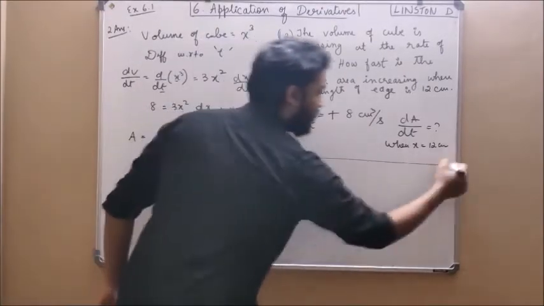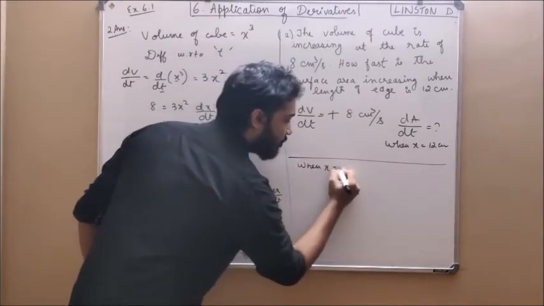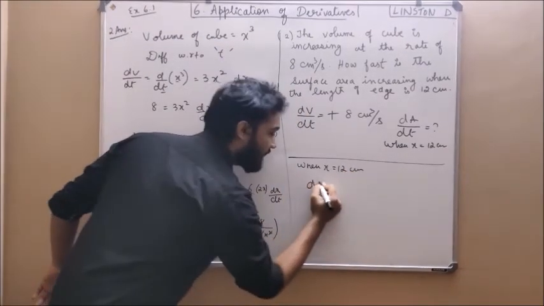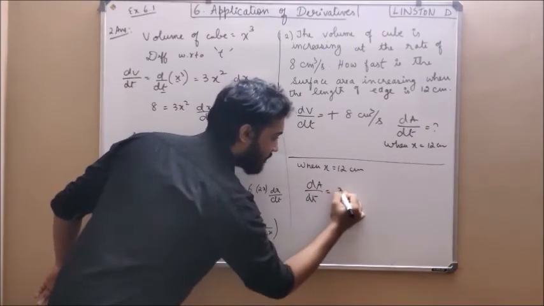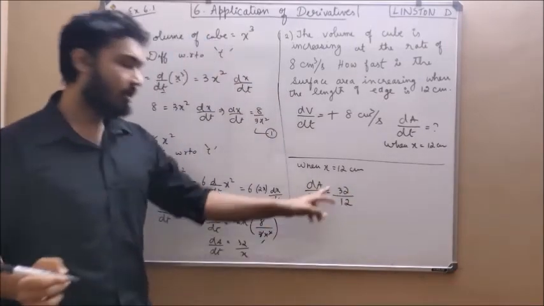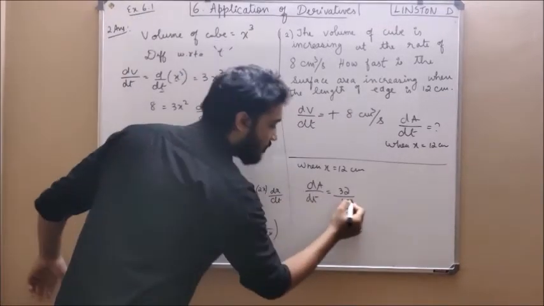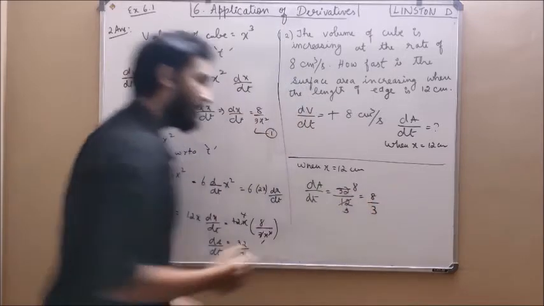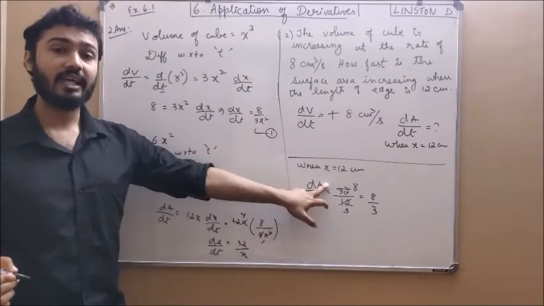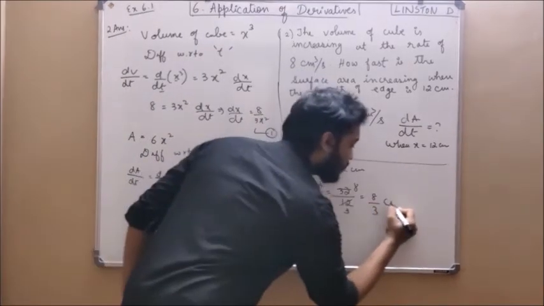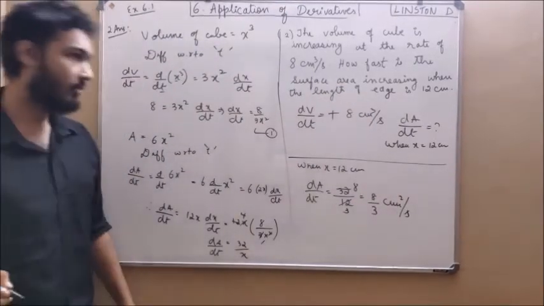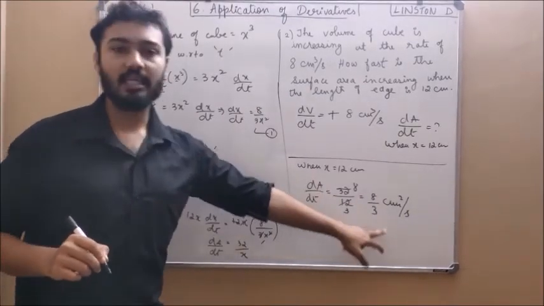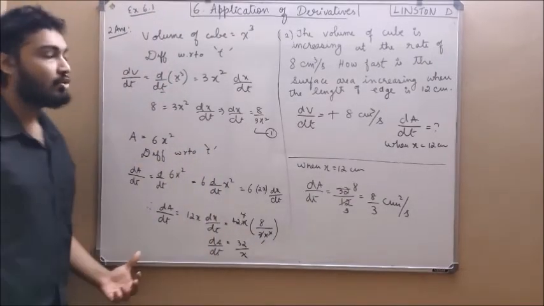Now they have asked when x equal to 12 centimeter, what is dA by dt? So when x equal to 12 centimeter, substitute in dA by dt equal to 32 by x, 32 by 12. So 4 threes are 12, 4 eights are 32. So it is 8 by 3. What is the unit now? The unit of area is centimeter square, so it is centimeter square per second. dA by dt is nothing but 8 by 3 centimeter square per second. So this is the answer.